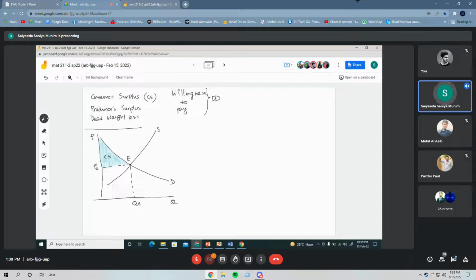Since the market price is here, for each unit of the commodity you're paying the PE price. But you're actually willing to pay this price according to the demand curve. So for each unit, what is the consumer surplus? You add across the quantities, and that will give you this area as the consumer surplus.